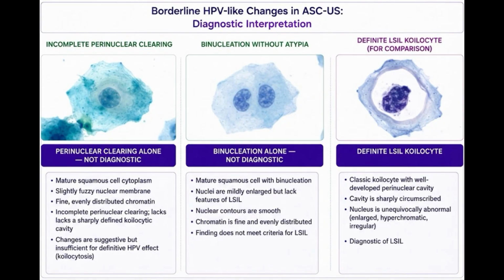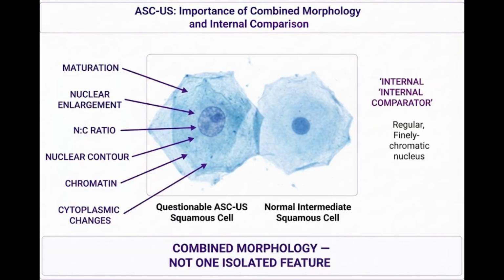Cytoplasmic changes may occasionally suggest HPV effect. Perinuclear clearing may be incomplete or poorly developed, and binucleation may occur. Neither finding is diagnostic by itself. Interpretation therefore depends on the combined morphology of the cell: its maturation, nuclear enlargement, N:C ratio, nuclear contour, chromatin, and cytoplasmic changes. Whenever possible, compare the questionable cell directly with a normal intermediate squamous cell in the same preparation.